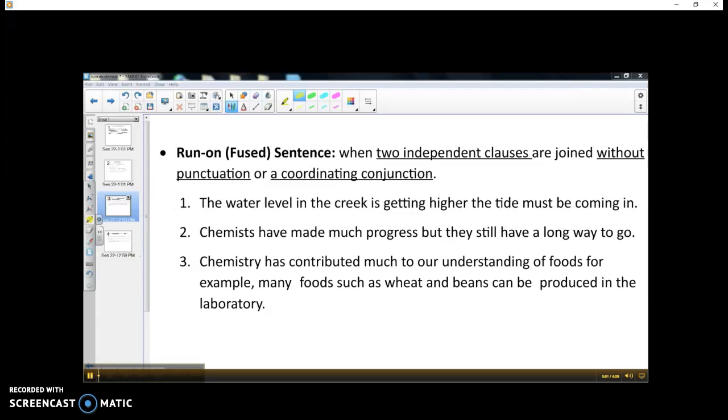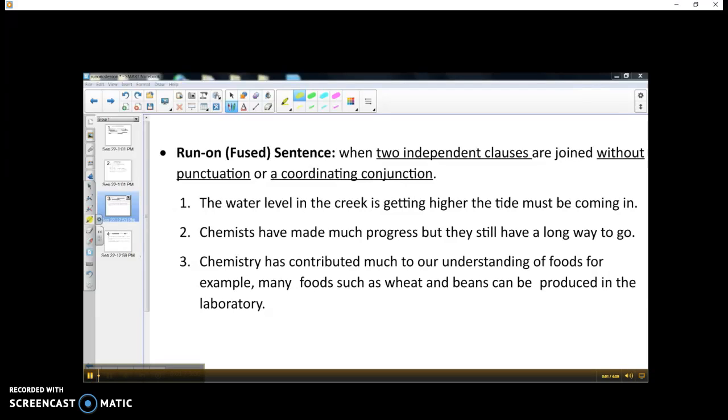Now, the last example we have: chemistry has contributed much to our understanding of foods. For example, many foods such as wheat and beans can be produced in the laboratory. Now, this is where our run-on is, okay? We have essentially 2 complete sentences, and then we have a transitional phrase. You would need to put a semicolon here. That's one way to correct this particular type of error.